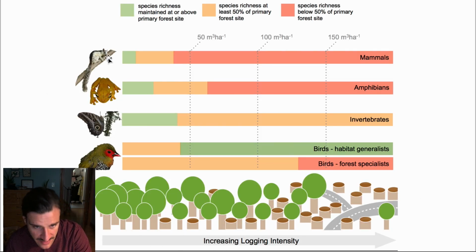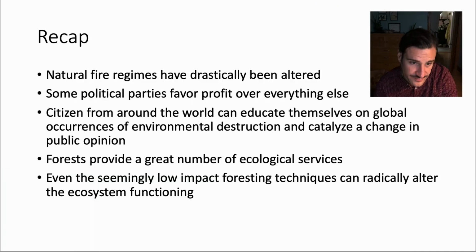And you can see that different organisms are altered differently as logging intensity increases. So birds, generalist birds, they actually increase with logging intensity because there is an opportunity. They're generalists and they're good at adaptation and they can fly, so they aren't limited by dispersal. But every other organism here is greatly reduced through logging practices.